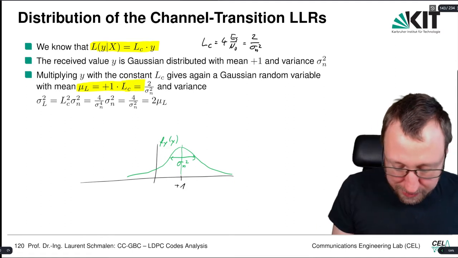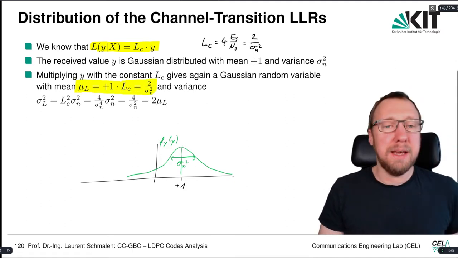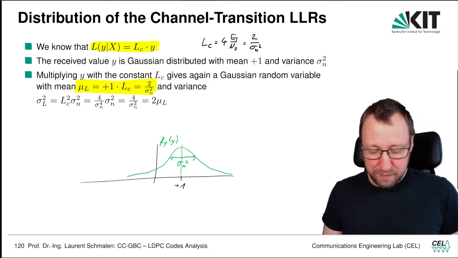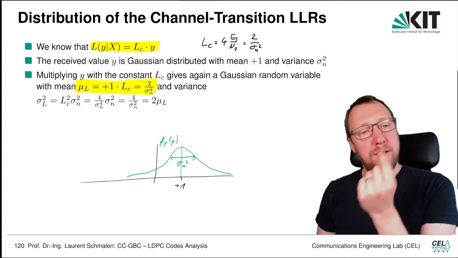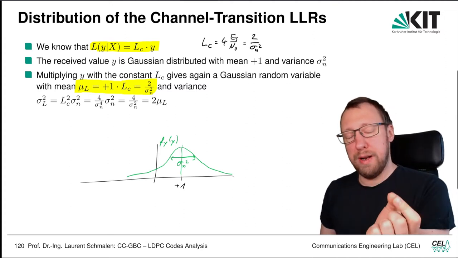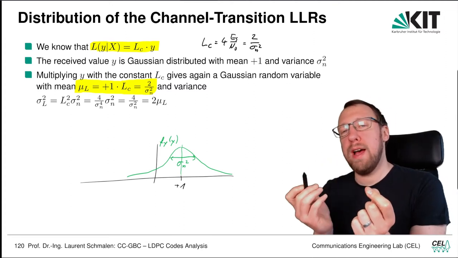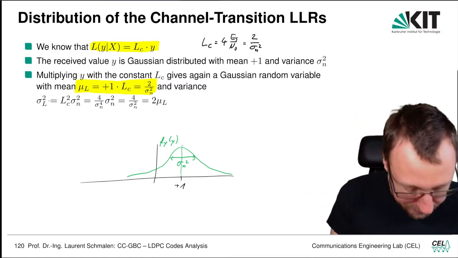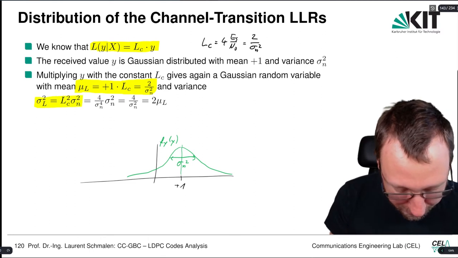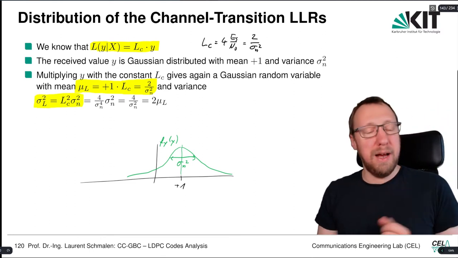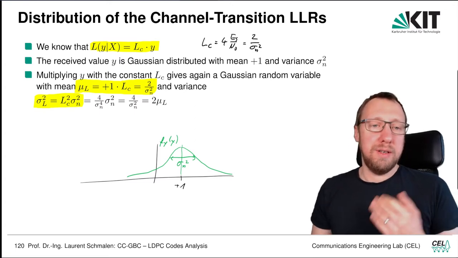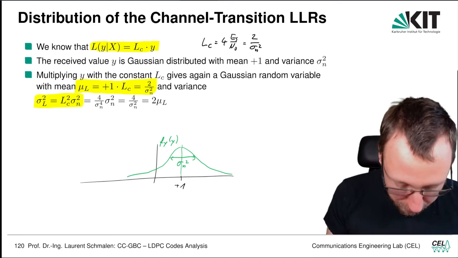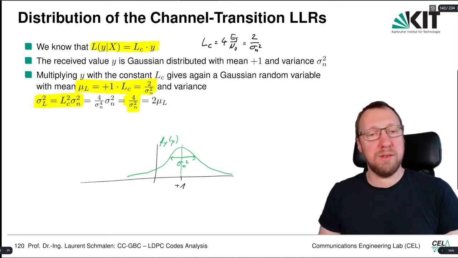So mu L is 2 divided by sigma N squared. And the variance of this is the variance of the original random variable multiplied by the square of the constant that we multiplied. So sigma L squared is LC squared times sigma N squared. So this is 4 divided by sigma N to the power 4 times sigma N squared. So this is 4 over sigma N squared.